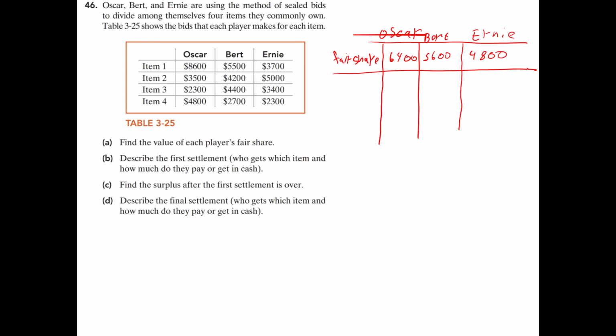Now, again, this is just an auction. So item 1 goes to the highest bidder. Oscar thinks it's worth $8,600. But Bert only thinks it's $5,500, and Ernie thinks it's worth $3,700. So of course Oscar is going to get item 1. Item 2, Oscar thinks it's worth $3,500. Bert thinks it's worth $4,200, and Ernie thinks it's worth $5,000. So Ernie gets item 2.